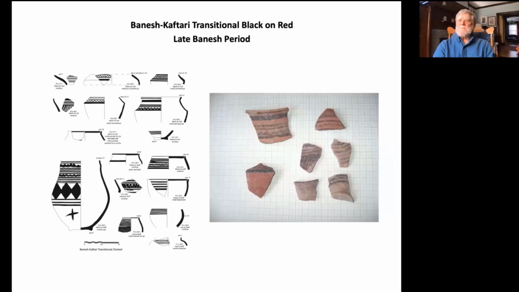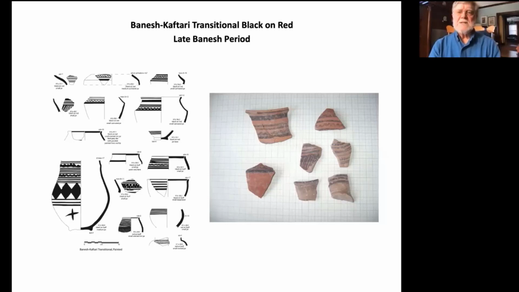It's a combination of grit and chaff temper, and that's probably the most distinctive characteristic of the ceramics of the Banesh Kaftari transition. There are some carinations on the jar shoulders, as you can see up here. That's not something that I recognize from either the Kaftari or the Banesh period very much.